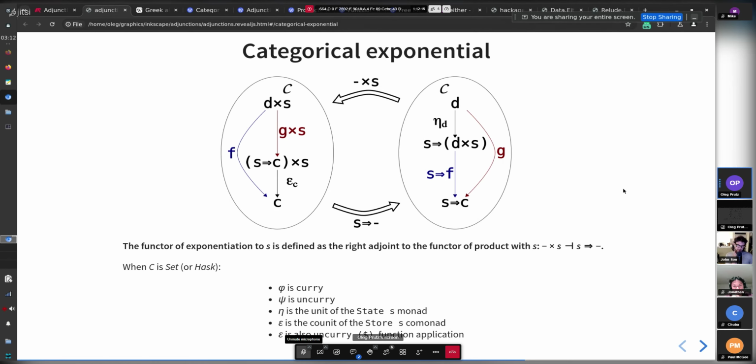So the idea here is that in a category C, we want to define a function type like object with a notion of function application.